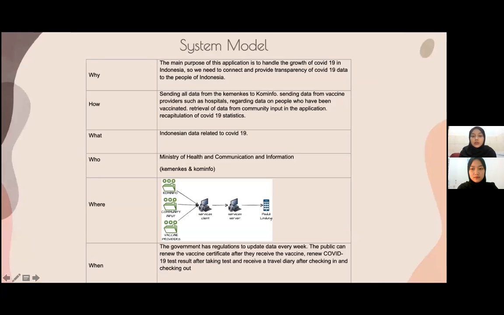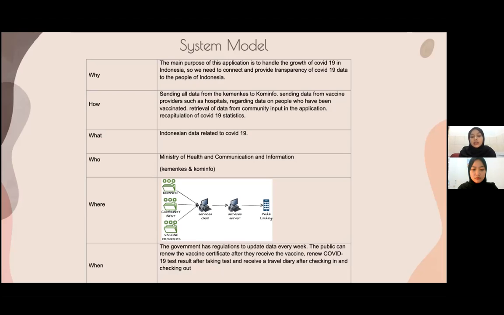Next, we're going to move on to the system model. So, why? The main purpose of this application is to handle the growth of COVID-19 in Indonesia. So we need to connect and provide transparency of COVID-19 data to the people of Indonesia. How? How this is running is sending all data from the Kemenkes to Kominfo, and then sending the data from vaccine providers such as hospitals regarding data on people who have been vaccinated, and retrieval of data from community input in the application. And the last one is a recapitulation of COVID-19 statistics.